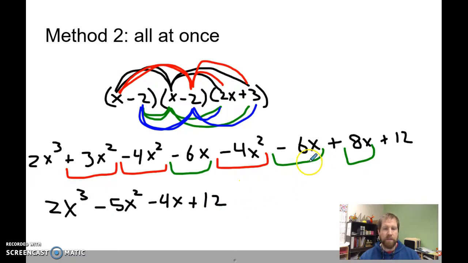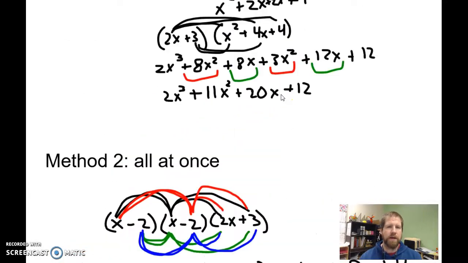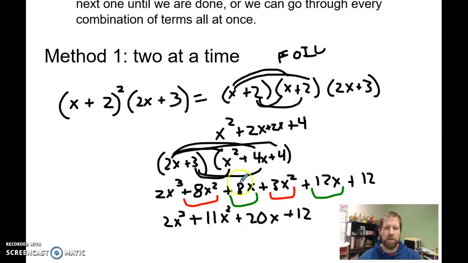Okay, and I'm done. Once again, you have both methods at your disposal. You can choose which one you want to use. Method 2, a little bit harder to keep track of things, but saves you some time, saves you some steps in some cases. Method 1 takes a little bit more to get there, but it's much more consistent.